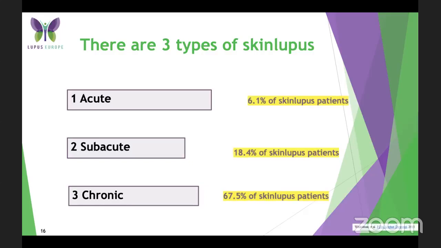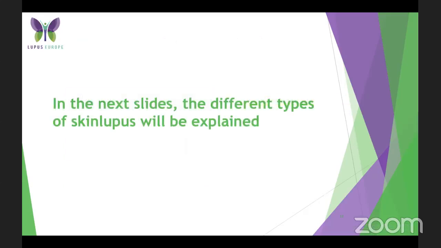So the acute skin lupus is the rarest variant. Only 6.1% of skin lupus patients have acute skin lupus. The chronic one is the most common one. So if you have a room with 100 people who have skin lupus, 67.5% of them will have chronic lupus. This is more common, and only 6% will have the rare variant, which is acute skin lupus. Next slide, please. So in the next slides, the different types of skin lupus will be explained to you.